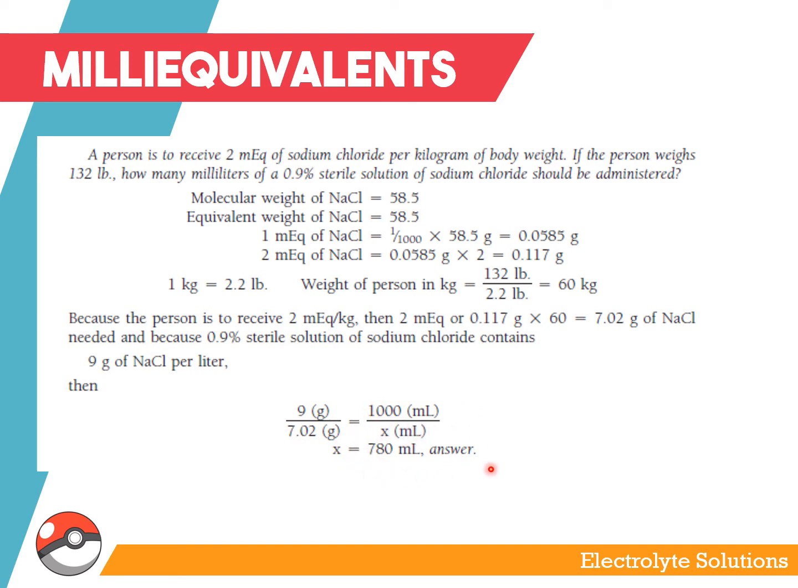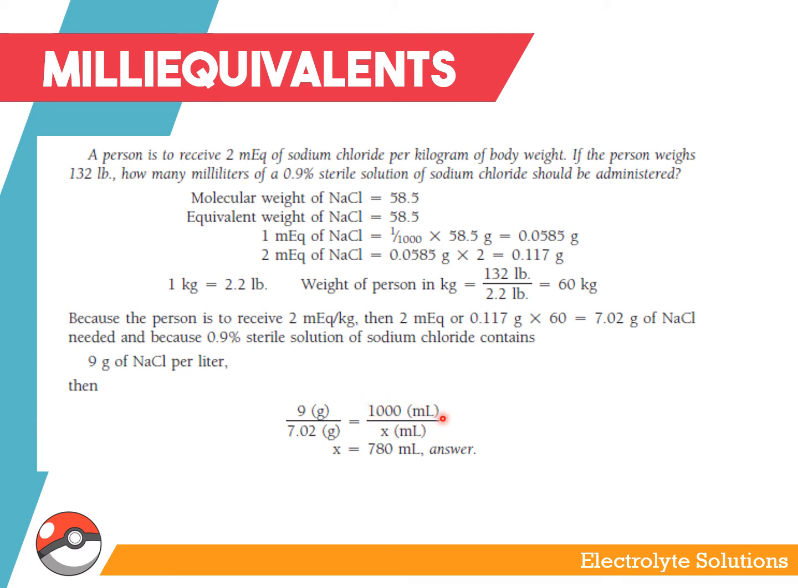So how did it happen? Let's go here, 0.9%. There's a percent, so that means there is 0.9 grams per 100 ml. But since what we're looking for is per liter, 0.9 grams per 100 ml is also equal to 9 grams per 1000 ml. So do not be confused with that.